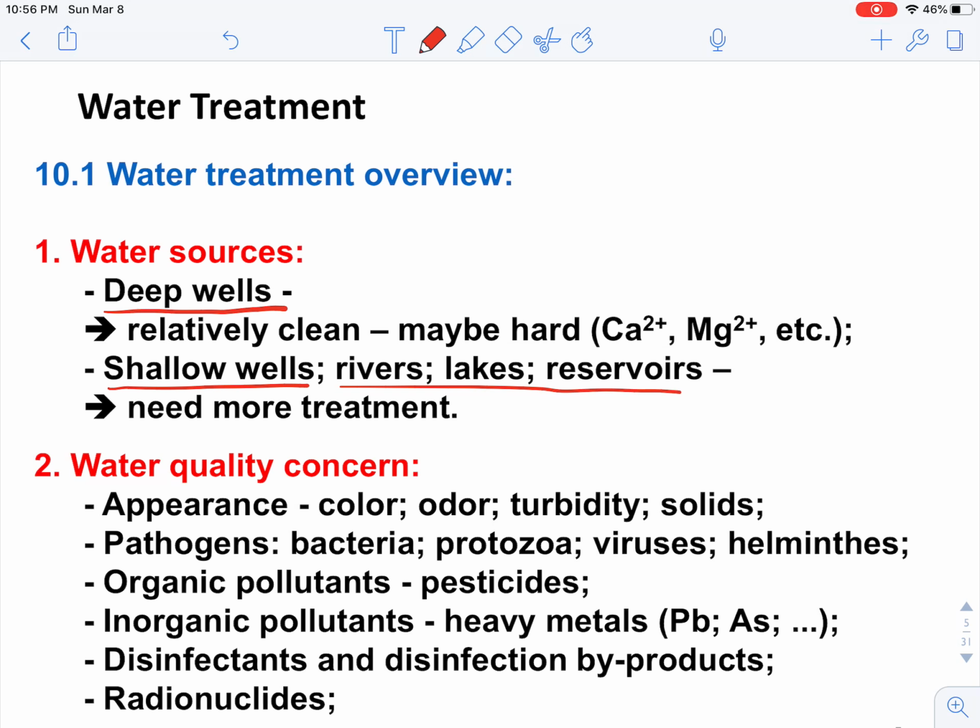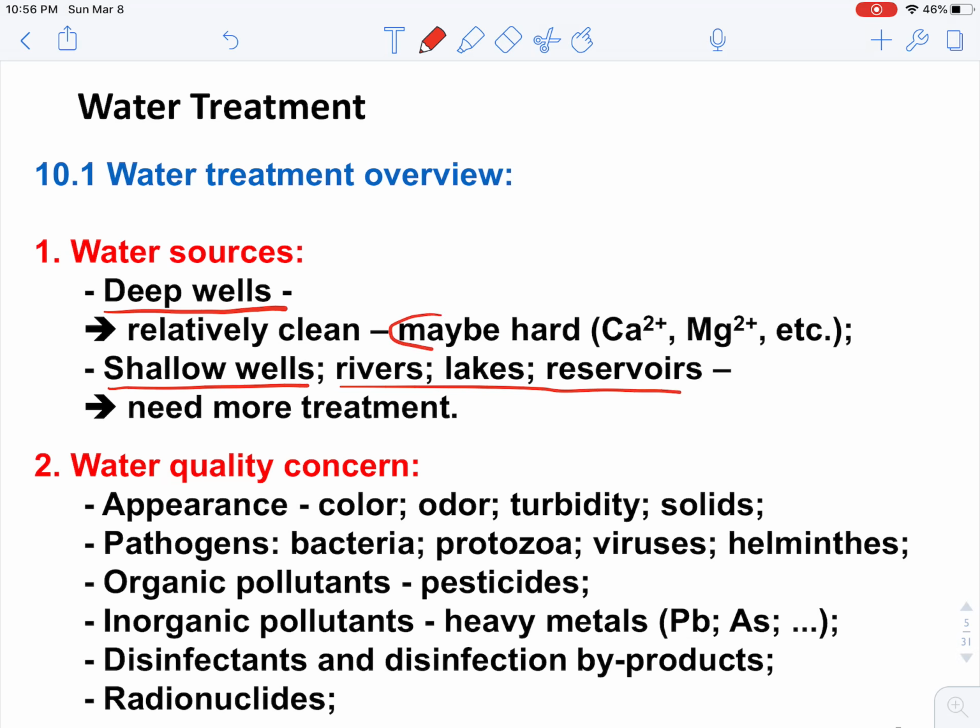Okay, so the deep wells, which is the groundwater at very low depths, can be relatively clean, which means that they're free of bacteria or free of debris from all different natural processes, right? It's kind of difficult for these bacteria or viruses to live in the groundwater at that very deep location. But the problem for this deep well water is that it may be very hard.